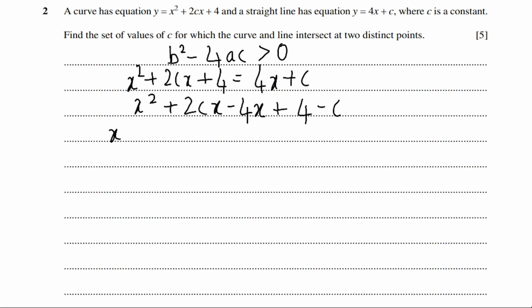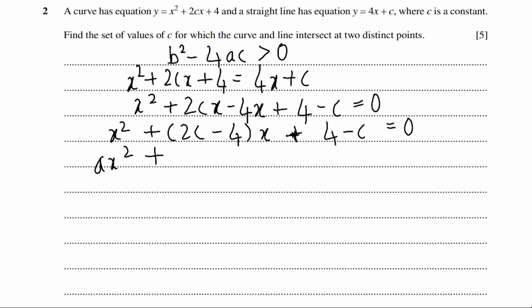Okay, now we have x square plus (2c minus 4)x plus 4 minus c, and it is equal to 0. So now this equation is basically in the form ax square plus bx plus c. In this case, our a is equal to 1, since we have x square, which is 1x square basically. Our b is equal to 2c minus 4, and c in this equation is equal to 4 minus c.